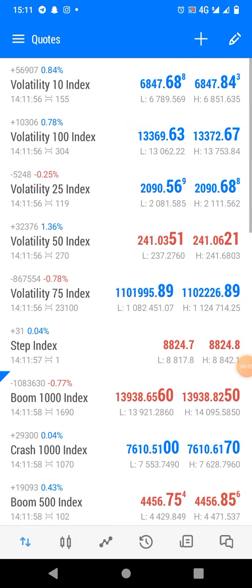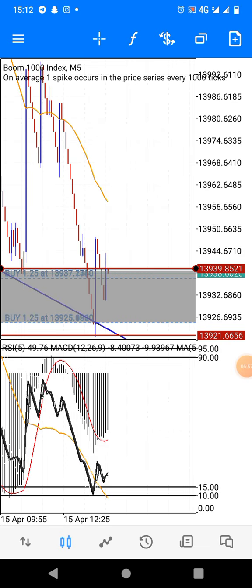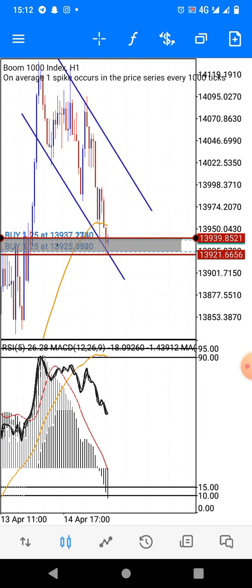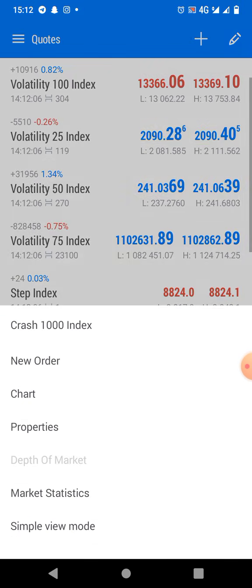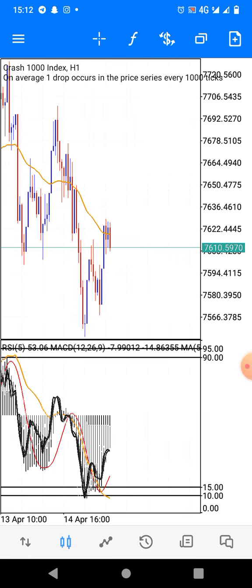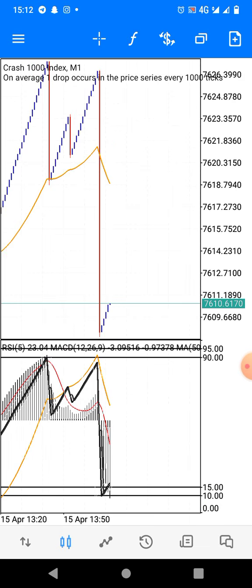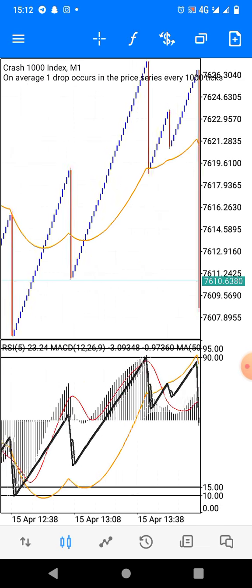We are back, guys. So here, so far so good. The market has not moved any further, but let's backtest the strategy so that I can actually show you other examples, guys.